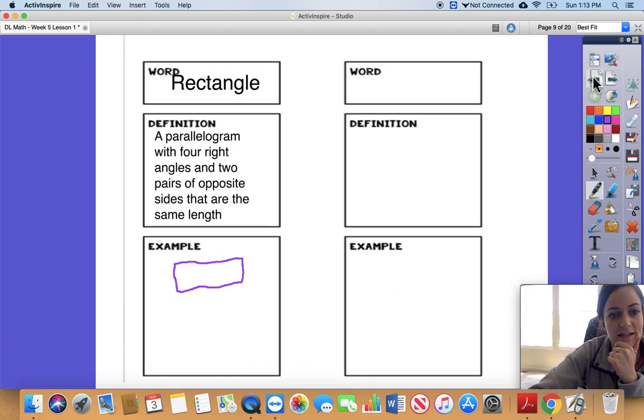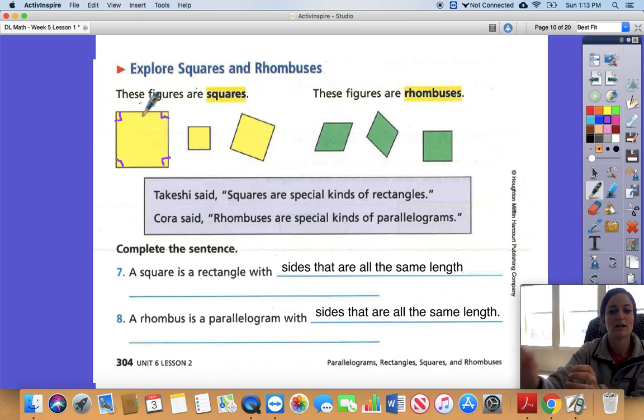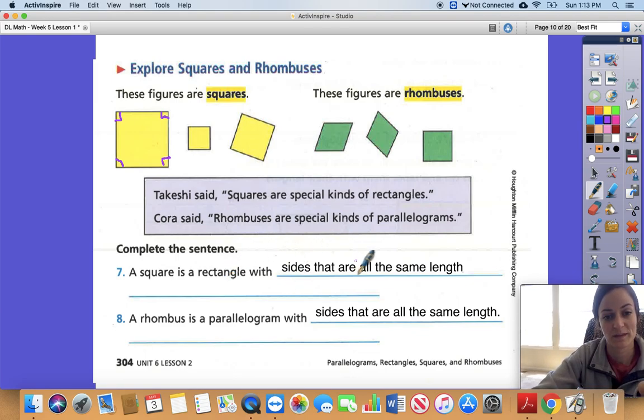Okay, and then it says the opposite sides are the same length. So are the opposite sides. So if this one was 3, this one would also be 3. And since it's a square, actually all sides are the same length. Okay, so a square is a type of rectangle with sides that are all the same length. A rhombus, so if we look at these green shapes over here, are rhombuses. Those are parallelograms, so that means they have 2 pairs of parallel sides, but they're also the same length.